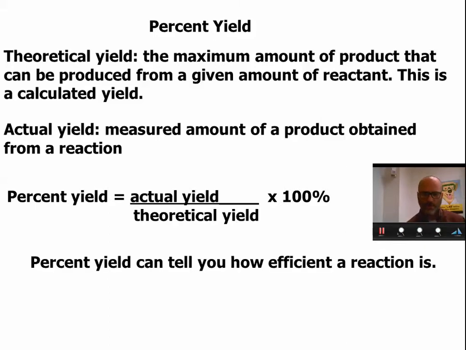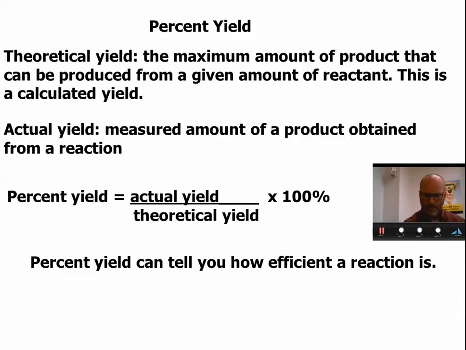And the reason this is important is because it can tell you how efficient a reaction is. If you're doing a reaction to get a product and those reactants are costing you money, then you want to know how well your reaction is working. Is there something you can do to improve it? Is there some way that you can get more bang for your buck, basically?